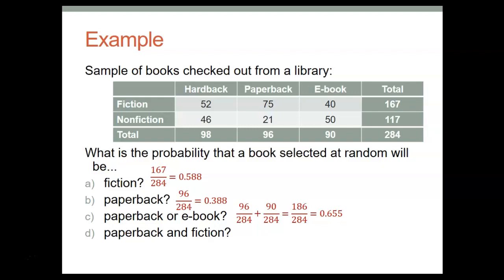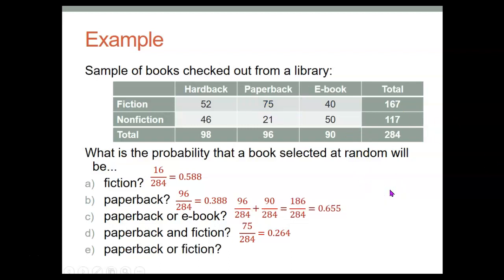What's the probability that a book selected at random will be paperback and fiction? How many books are there that fit that description? What are the books that are both paperback and fiction? That would just be these 75 right here. We're not counting these 21 because even though they're paperback, they're not fiction. And we're not counting the fiction books that aren't paperback. We're only counting the books that are both paperback and fiction, and there are 75 of those. So the probability is 75 over 284, which is 0.264.